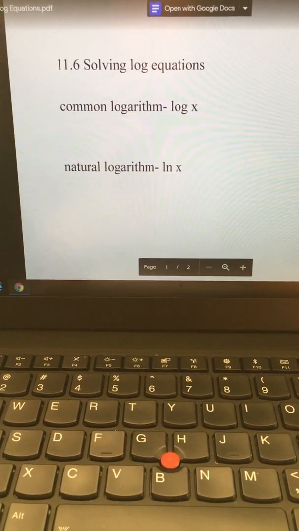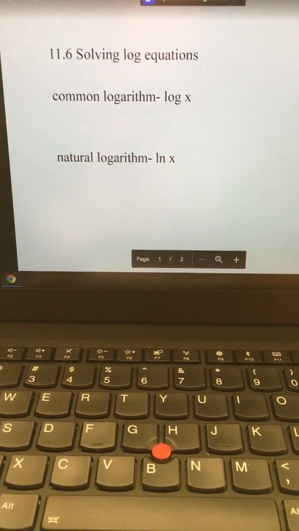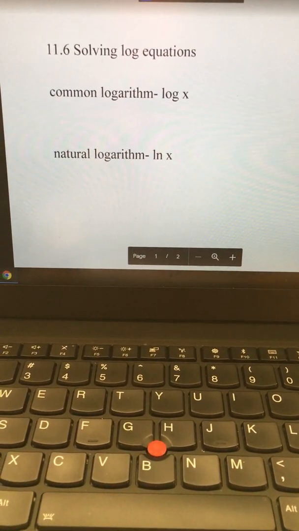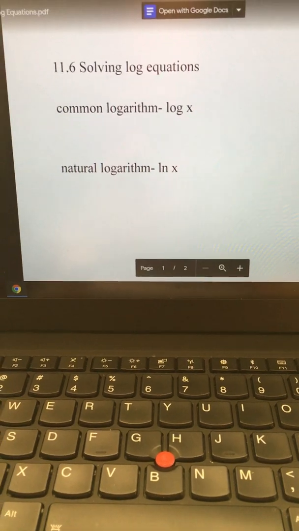Hey everyone, we're going to start our 11-6 class notes. We're going to spend 3 days on 11-6. We'll review and then we will take the chapter 11 test.